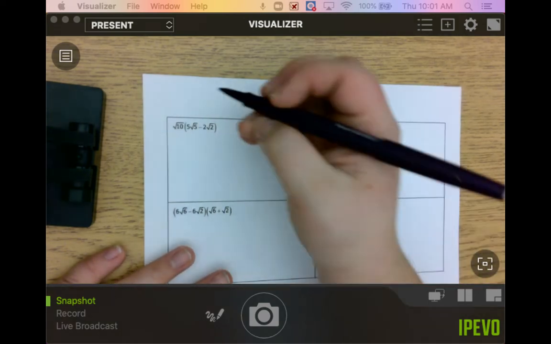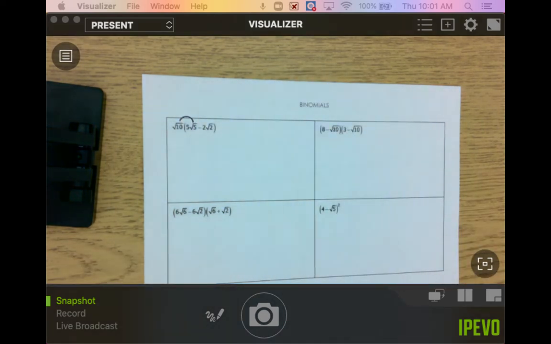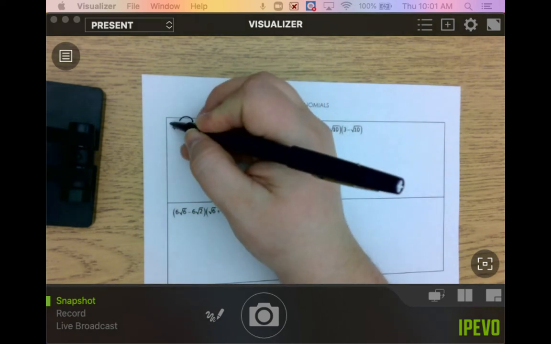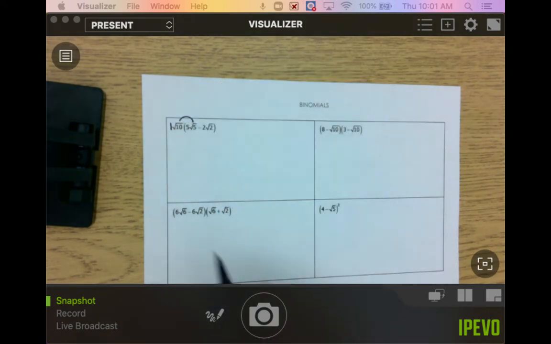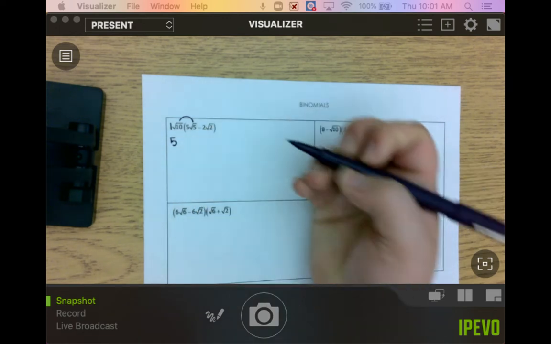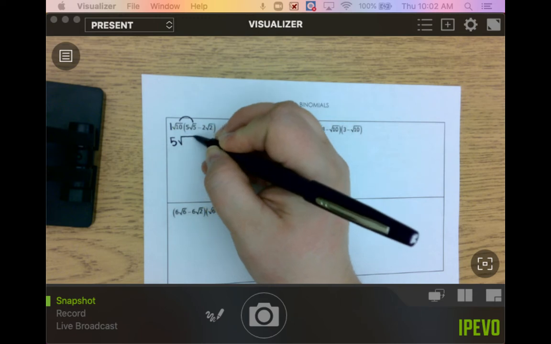So, for example, on this first one, we're going to multiply that together. And when you're doing this, just don't freak out. Take it one step at a time. So, there is a 1 out front if you want to put it there. 1 times 5 is 5. And then you can multiply the numbers inside the square root. 5 times 10 is 50.